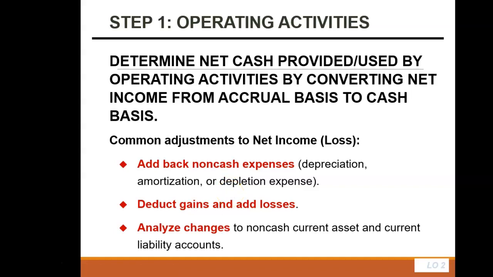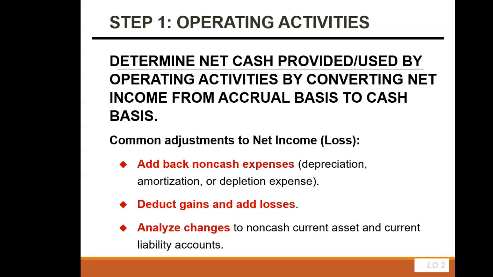If you think about depreciation, this is a non-cash expense because when we make the adjustment for depreciation, what do you do? You debit the expense account and you credit accumulated depreciation. Notice that cash is not involved when you're recognizing depreciation expense. We're trying to go from an accrual-based net income to a cash-based net income.